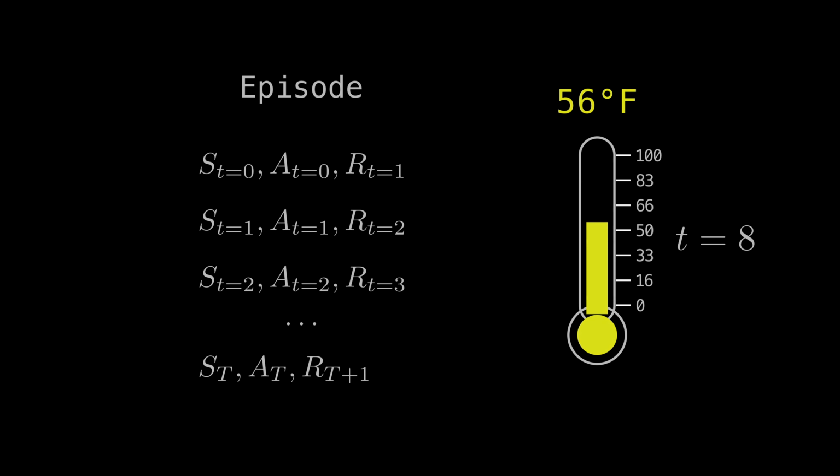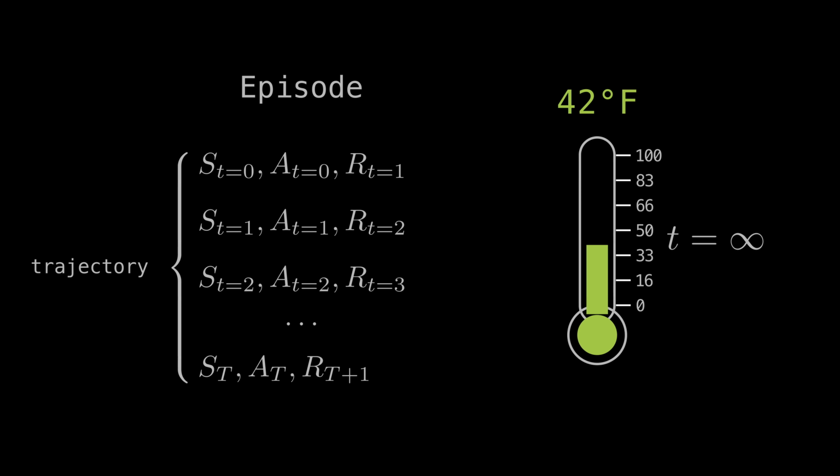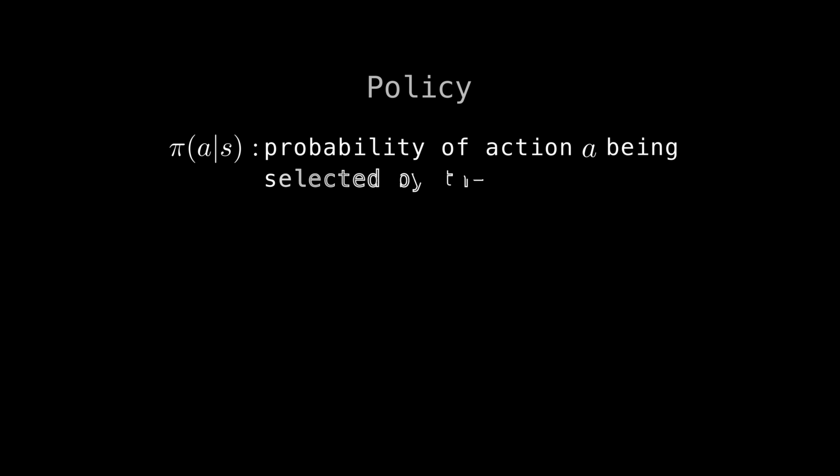In both episodic and continuing problems, the history of states, actions, and rewards as time passes is known as the trajectory. The trajectory information describes the interactions between the agent and the environment, which can be used to build a policy. The policy tells the agent what action it should take in each state. Formally, a policy is a function that maps states to probabilities of selecting each possible action.